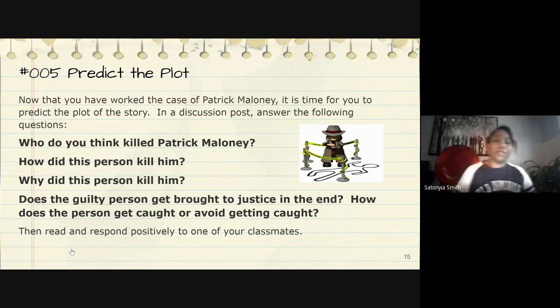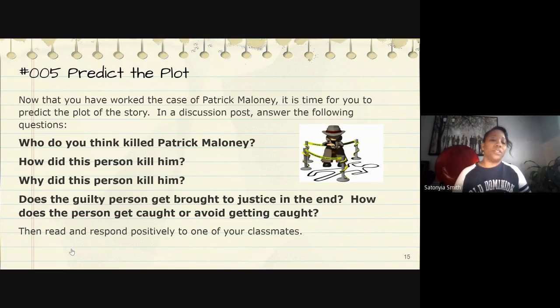So in a discussion post, I want you to answer these questions. Who do you think killed Patrick Maloney? How did this person kill him? Why did this person kill him? Does the guilty person get brought to justice in the end? How does the person get caught or avoid getting caught if you don't think they get caught? So I want you to go ahead and answer those questions.